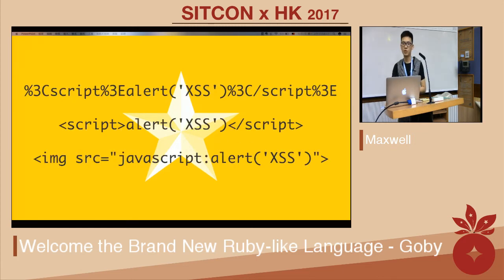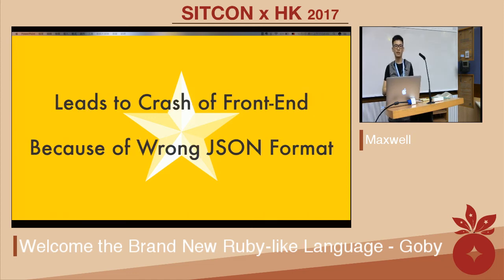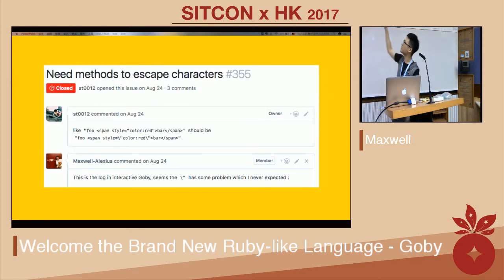site. So you see that these are some samples of injection. If you try them on some websites, maybe they somehow can execute these statements. Strings in Goby at that time forgot to escape just a single little character, the double quote. Which leads to the crash of the front end because of the wrong JSON format. So in this pull request, it says that we need methods to escape the characters.